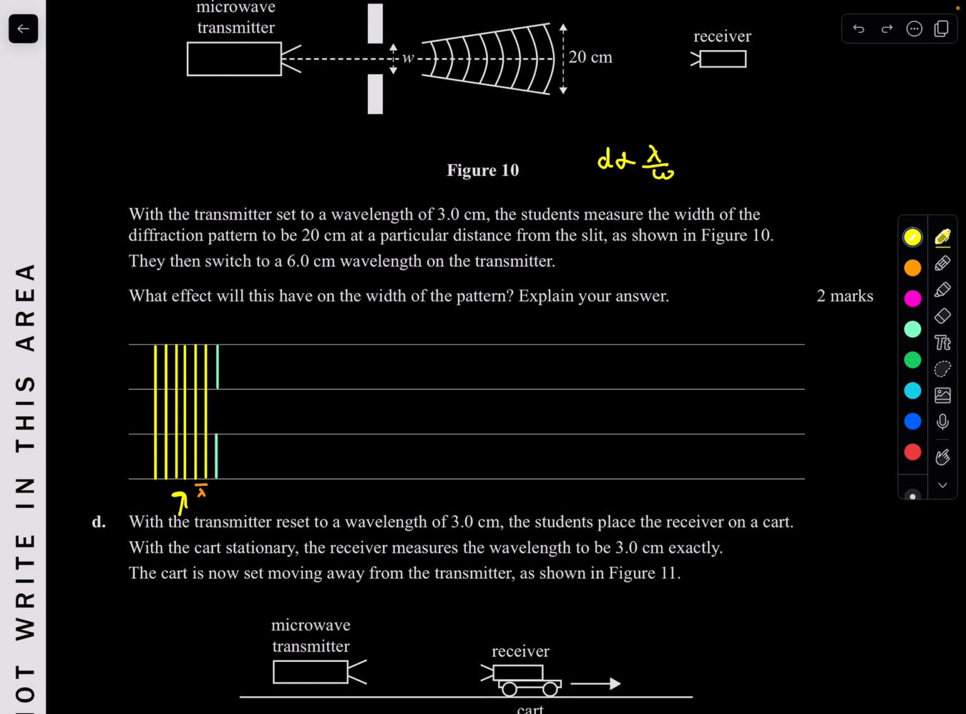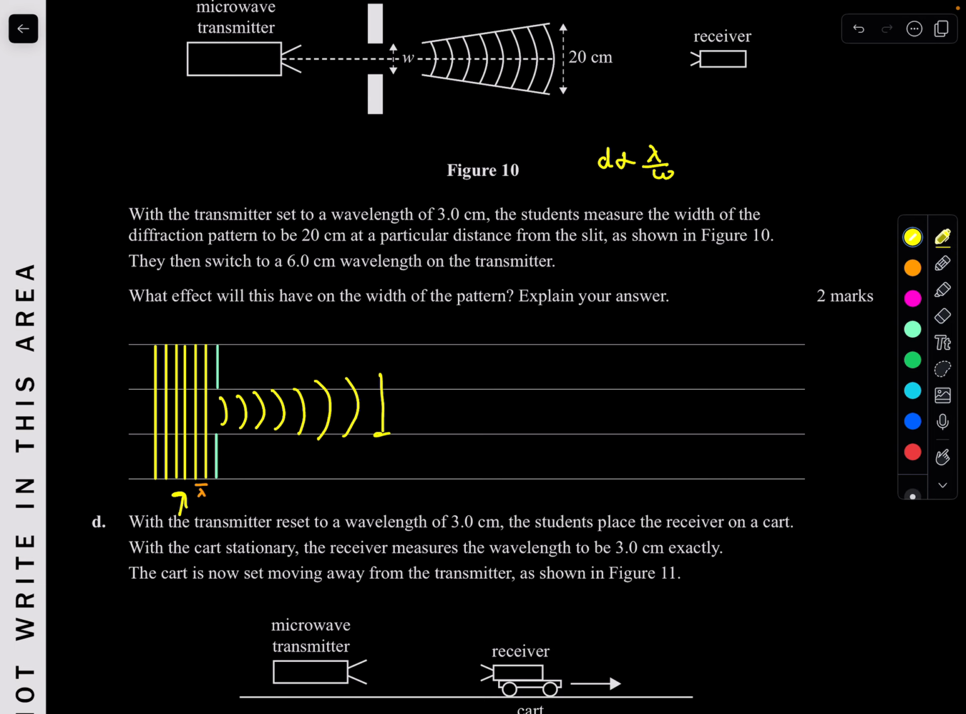So what will happen is it will look like this. There will be a little spread. But what happens if you now... Let's draw it nicely. There'll be a little spread, like that.